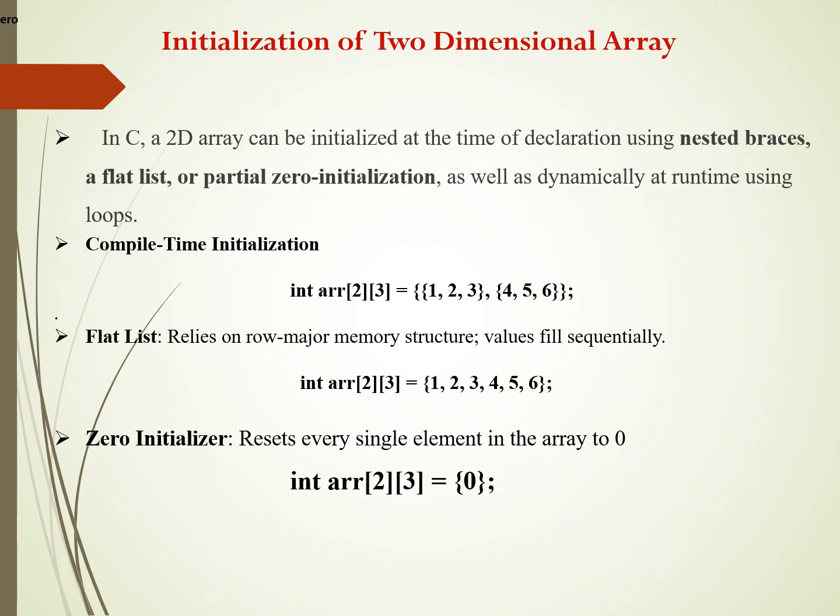Here we declare the array named R, the row size is 2, column size is 3, and in curly braces we initialize the value 0. Then the compiler automatically initializes every element of the array to 0. This method is useful when we want to create an empty array before assigning values later in the program. So we can say that a two-dimensional array can be initialized using nested braces, flat list, or zero initialization. Each method is valid and the choice depends upon the requirement of the program.